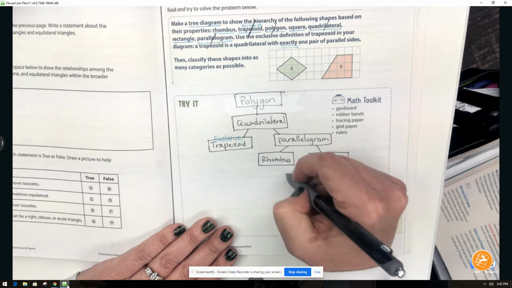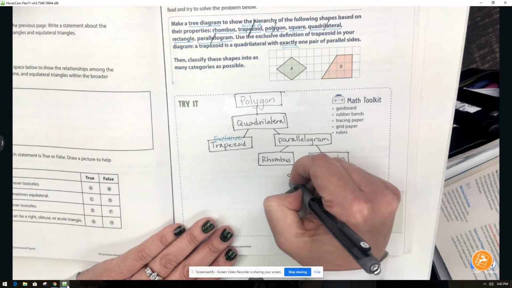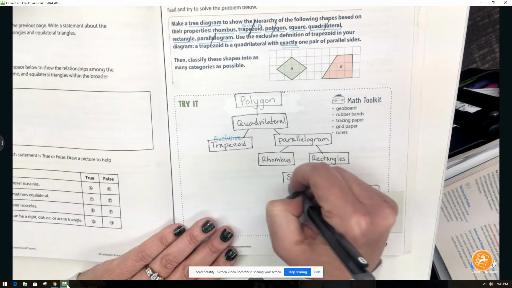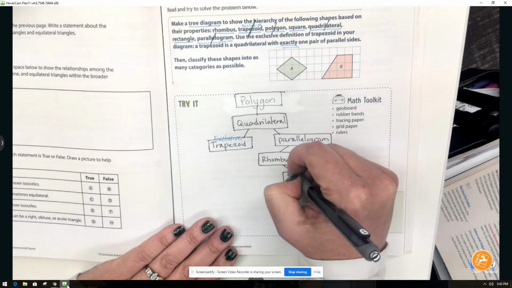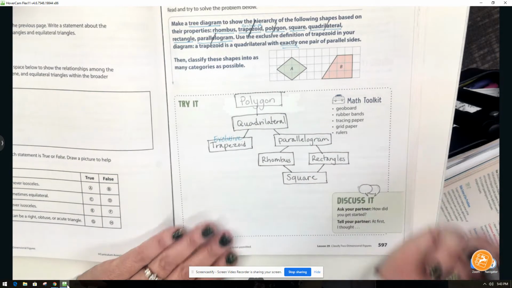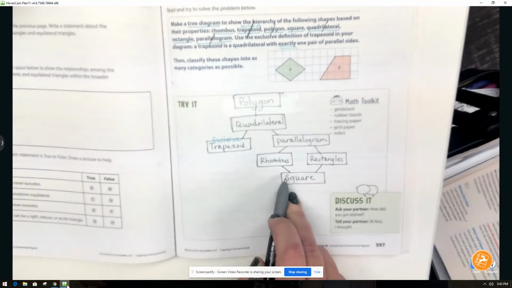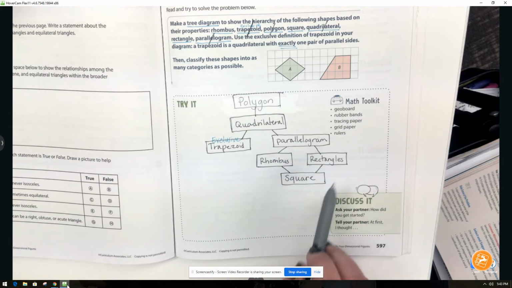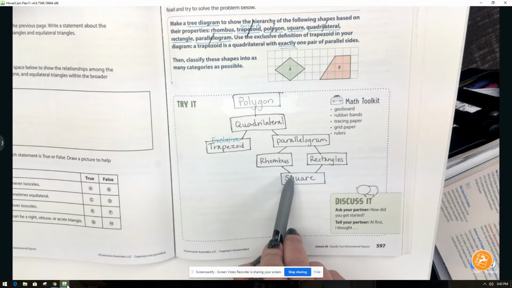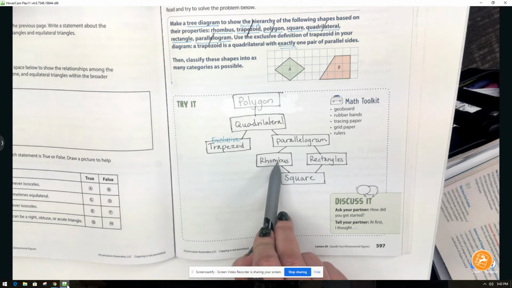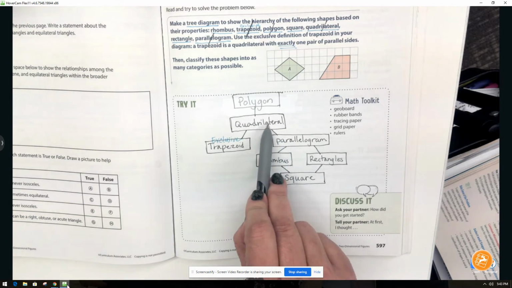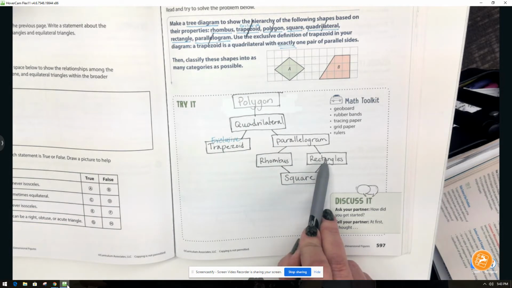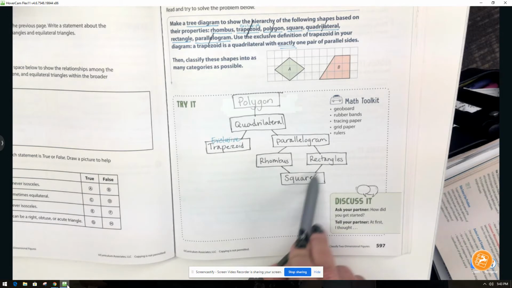And then this is the fun part, in my opinion. Then we have square. Now we know that a square can be both a rhombus and a rectangle. So we're going to connect the rhombus to the square and the square to the rectangle. Now, if we follow this line, a square can be a rhombus, a parallelogram, a quadrilateral, and a polygon. A square can also be a rectangle, and because it can be both, okay?